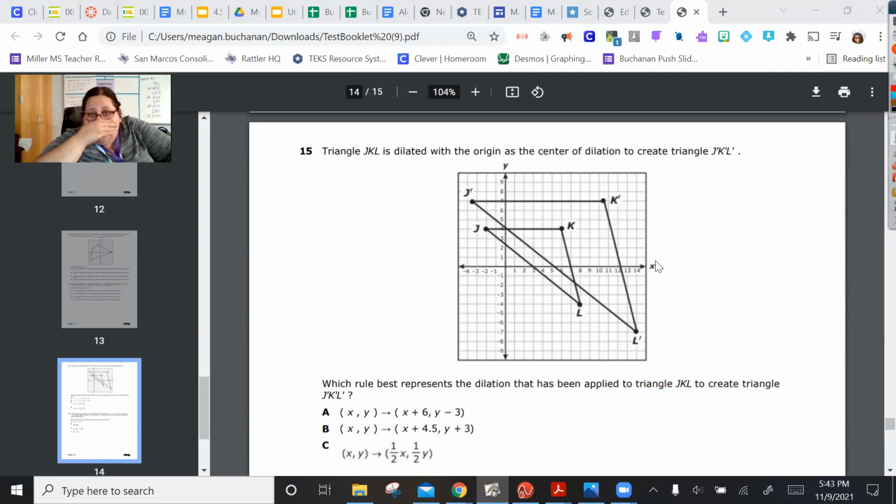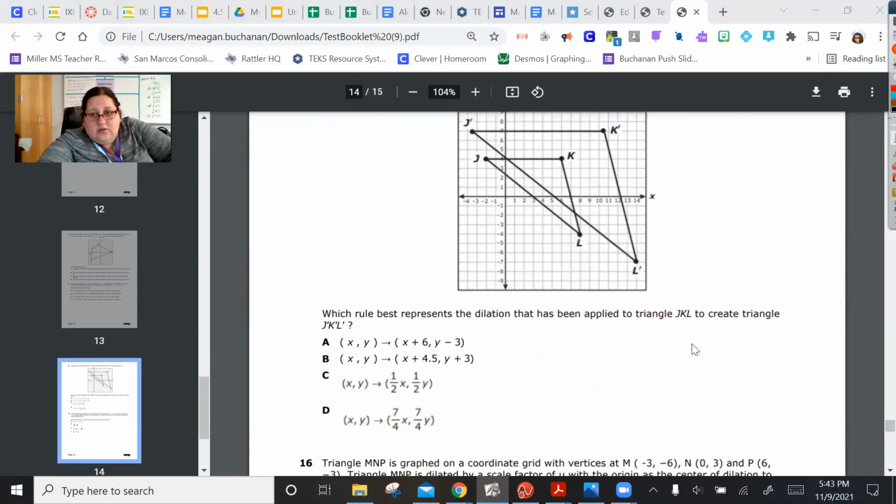Triangle JKL is dilated with the origin as the center of dilation to create triangle J'K'L'. Which rule best describes the dilation applied to the triangle to create the new triangle? Really what you need to know is that it's getting bigger, so it can't be the translations. These are the only 2 where we're multiplying. Because it's getting bigger, it's got to be a number greater than 1. That's less than 1, that's greater than 1, so D.